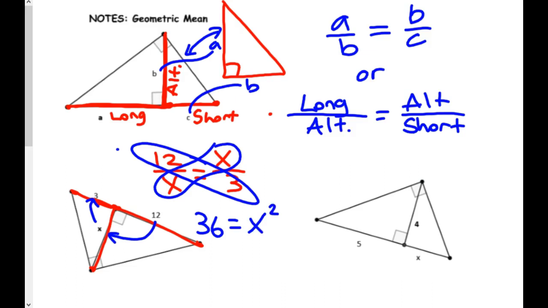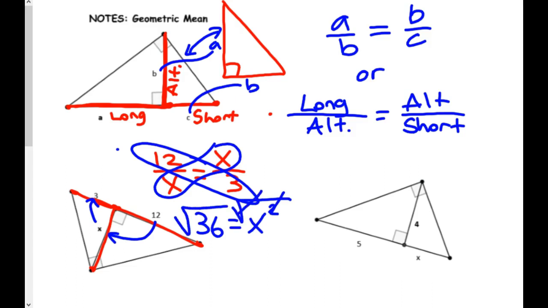Now, is the answer 36? No, it's not. Remember, you cannot have the little squared. And how do we get rid of a square? The opposite of square is, check this out, square root. This is my square root sign. You got a square root sign? Can you do this? All right. So 36 equals x squared. So we are going to square root.